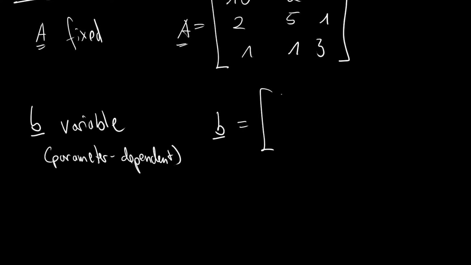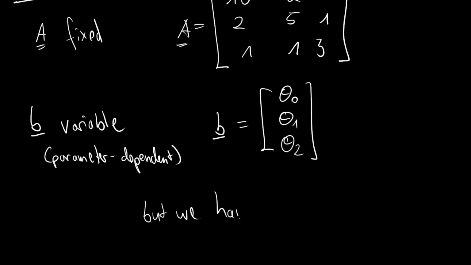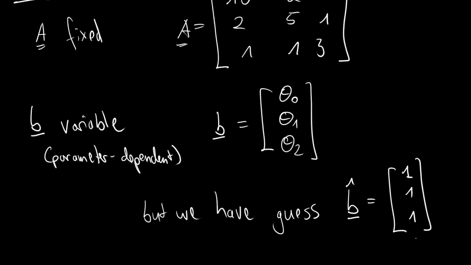And here we say all of the components are unknown. So we have a theta 0, a theta 1, and a theta 2. But in addition to the fact that those are unknown, we also have a guess. So we think that beta looks as follows. Let's call this a beta hat. Our assumption on beta, let's say it's 1, 1, 1, so a vector just with ones.